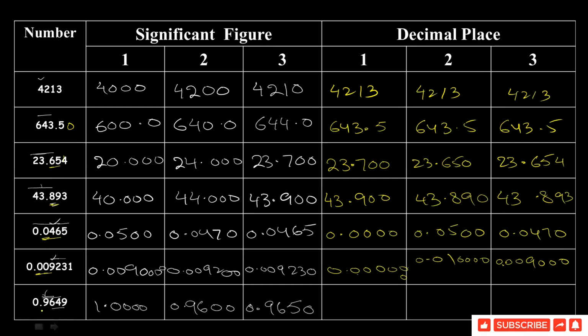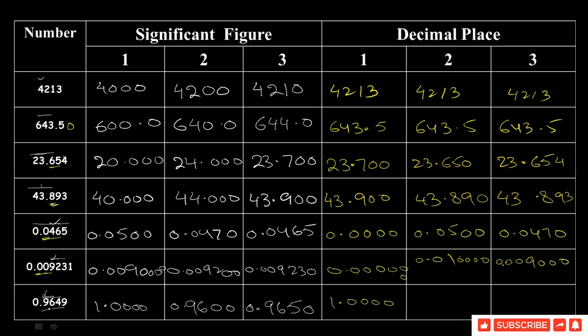Next, 0.964. So the first number is 9, first decimal place. So next to 9 is 6. You add 1 to 9, you get here 10. 10 will be 1.01234. Okay, this is the answer for the first decimal place.